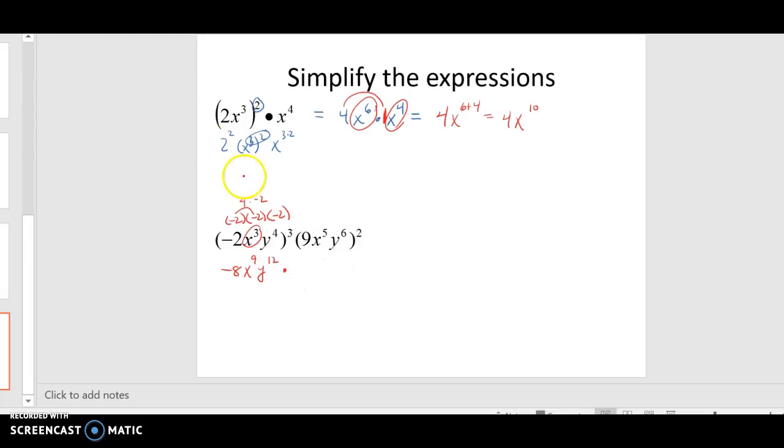Now I'm going to take it and multiply it by 9 to the second power, which is 81. X to the 5th to the second is x to the 10th. Then y to the 6th to the second is y to the 12th. Finally, I can go ahead and just multiply these. Okay, negative 8 times 81, right?